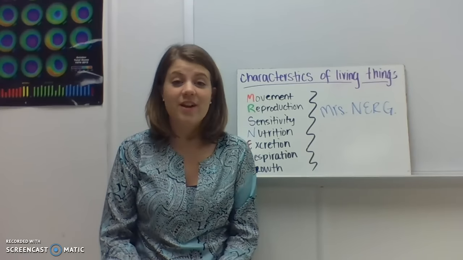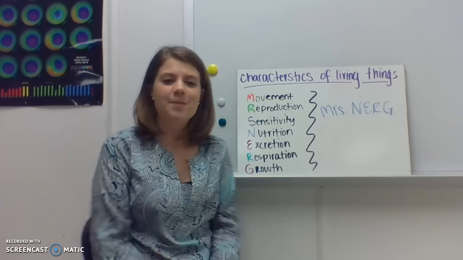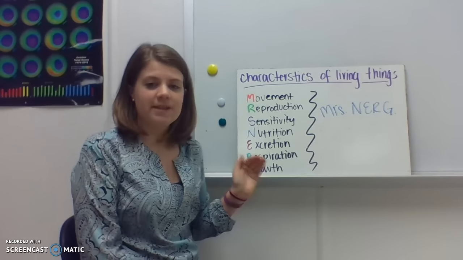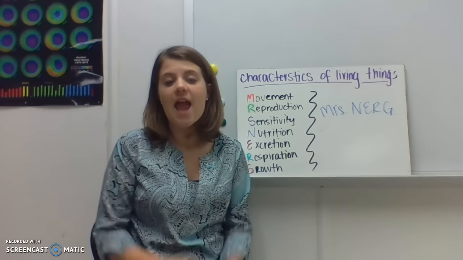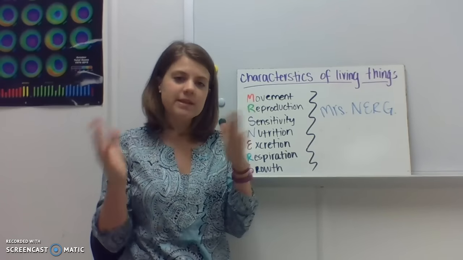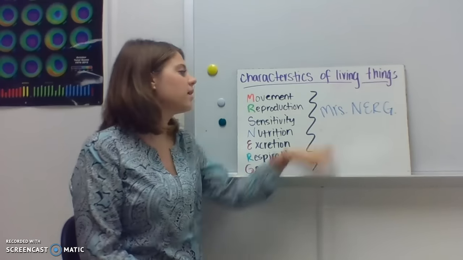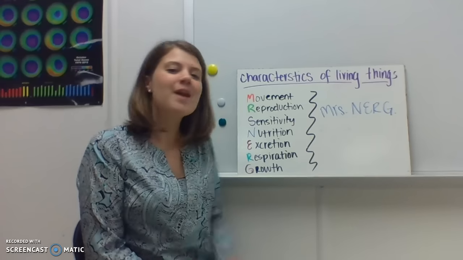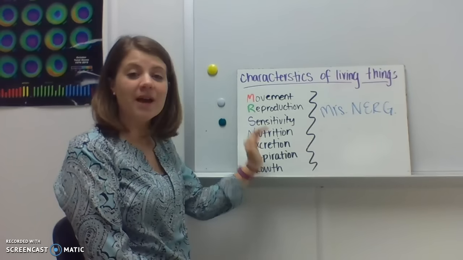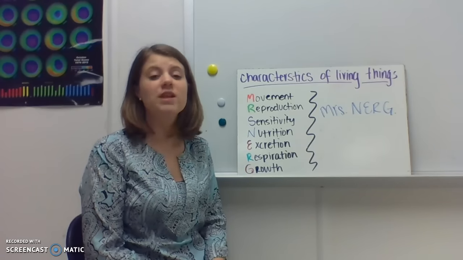All right, seventh grader. As I promised, we're getting into cells. So let's start. When we start talking about cells, we need to break down the whole category of living things. And when you think about if something is living versus non-living, I want you to think about Mrs. Nerg, old Mrs. Nerg. She is going to help us remember the 7 characteristics of living things. So let's break it down.